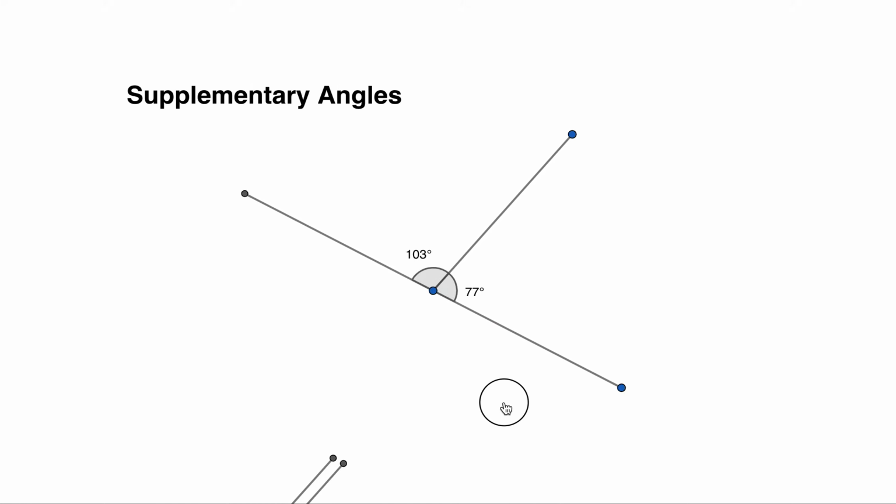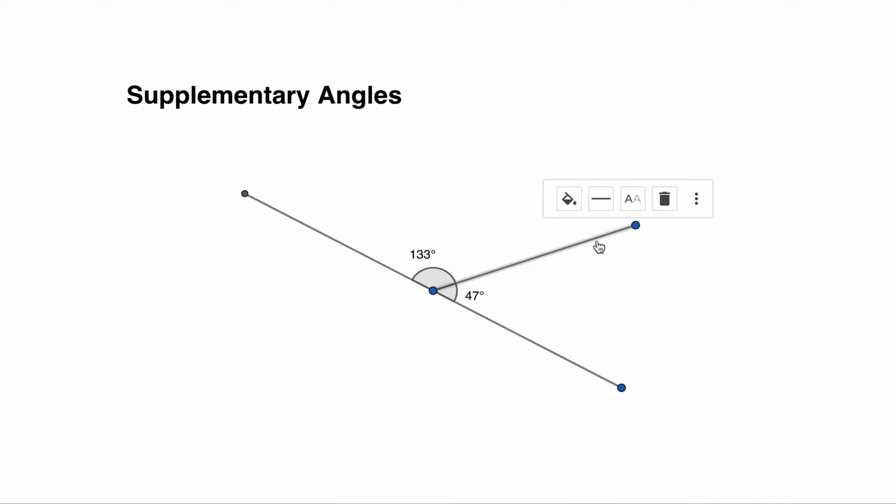What should those two angles add up to if we put them like that? Well, you can try it. We can do on our calculators 103 plus 77. What does that give you? You should see that it gives you 180. I can change that, right? Let's try it again. What's 133 plus 47? Well, again, that should add up to 180.